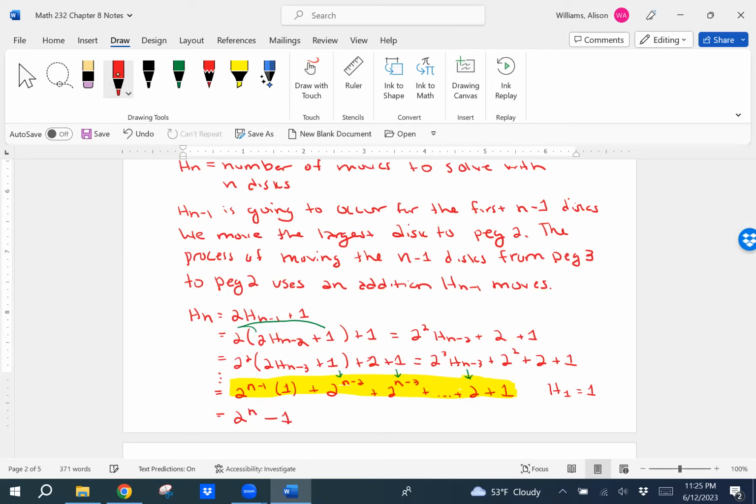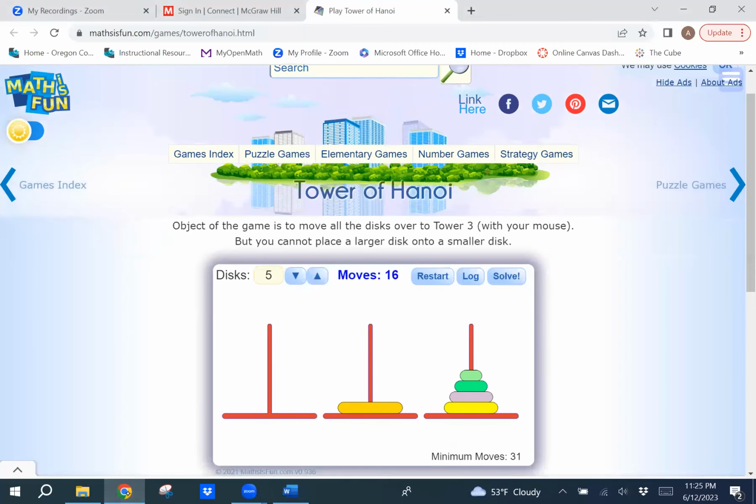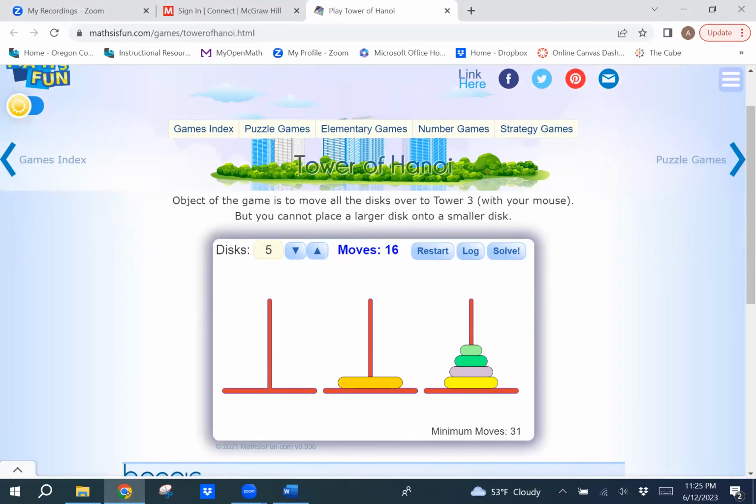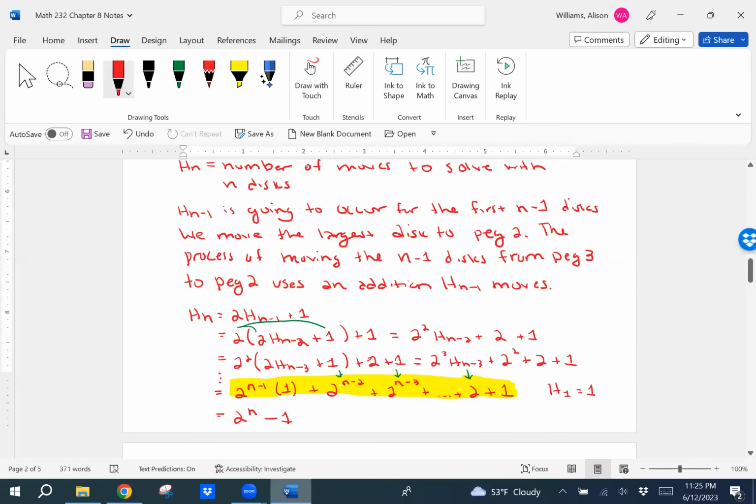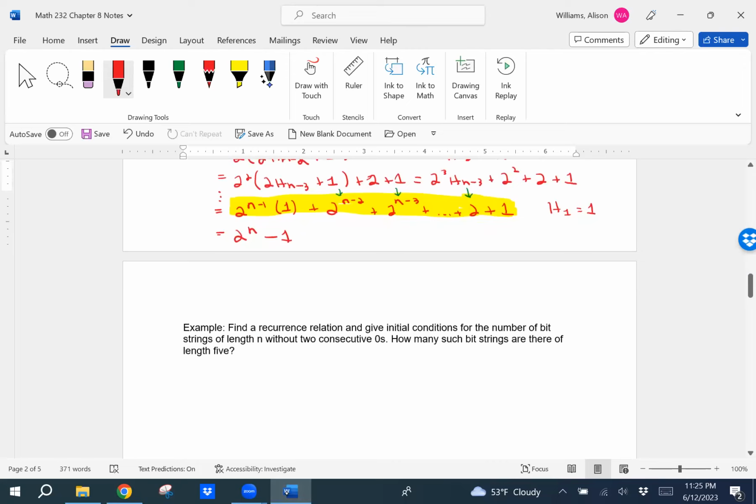Just kidding. And there, we have figured out how many moves it takes to do that. And in fact, I didn't show you, but on this little game it actually says the minimum number of moves, and that's based on 5 discs. So 2 to the 5 is 32, minus 1 is 31. So it's using that formula to figure that out. Okay, moving on. Next example.